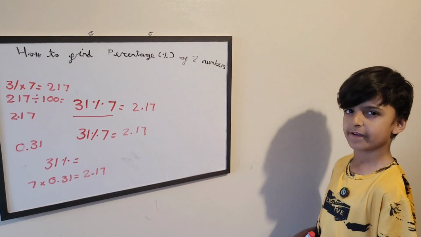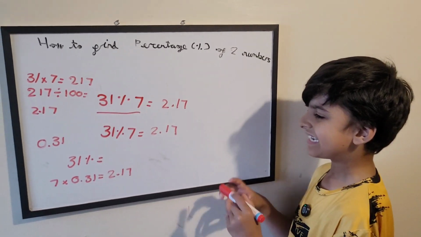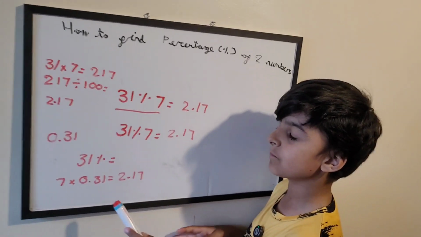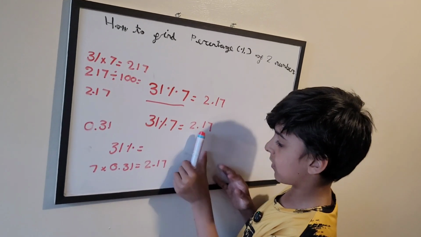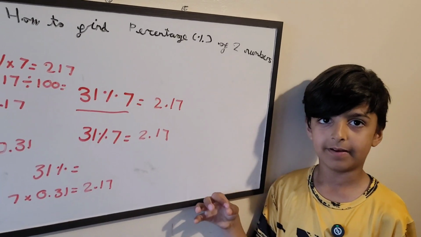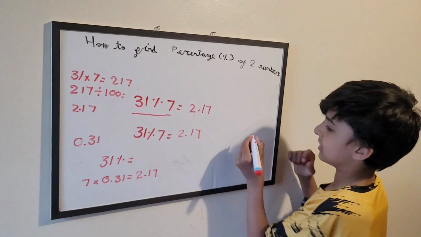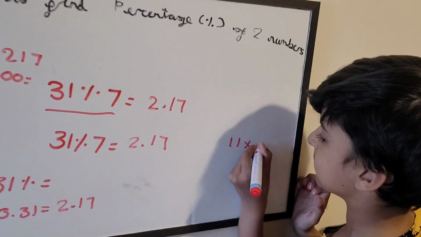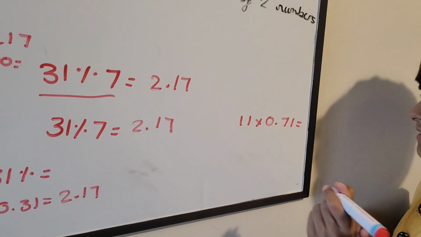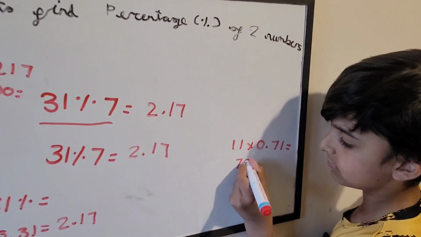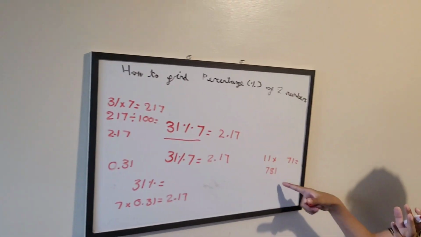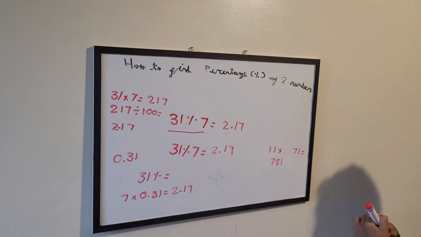Now, I'm going to show another example. First, let's look at these to see which one is easier. Mostly, some people have a bit of trouble with multiplying a decimal by a prime number. That's a bit hard, like you can do 11 times 0.71. That looks a little hard, but you can just do, here's your answer. That's what you get.